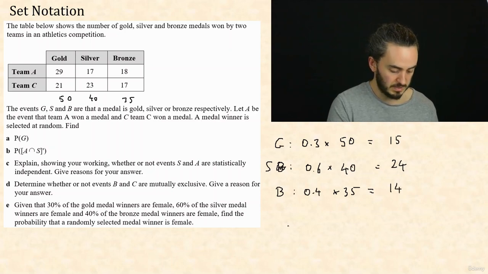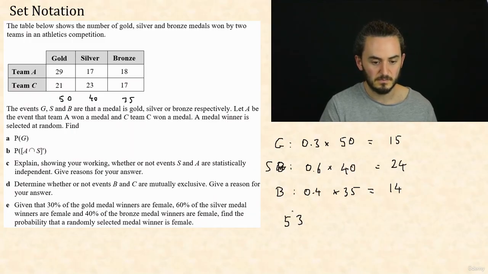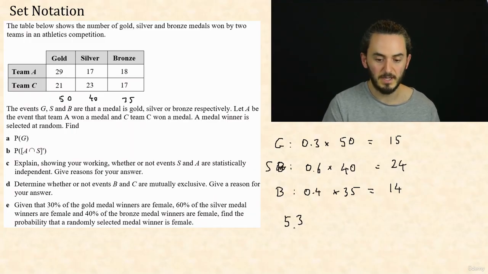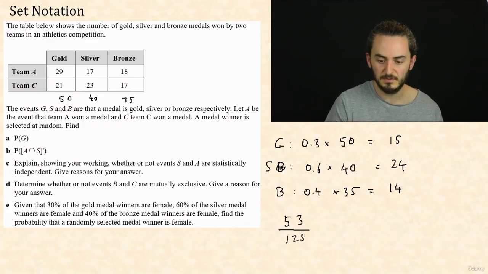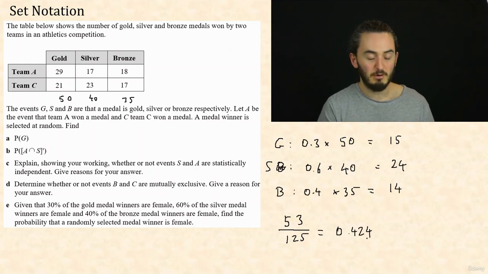Add these up. 15 plus 24 plus 14, there were 53 medal winners who were female. So it says, find the probability the randomly selected medal winner is female. Well, it's just 53 divided by 125, because there are 125 competitors, and so our probability is 0.424. All right, there we go.